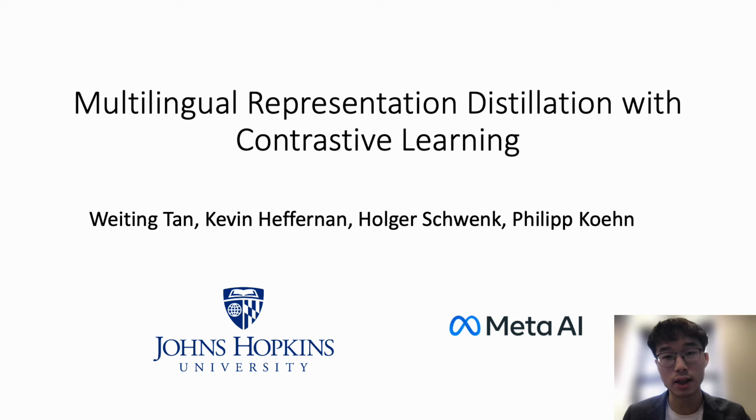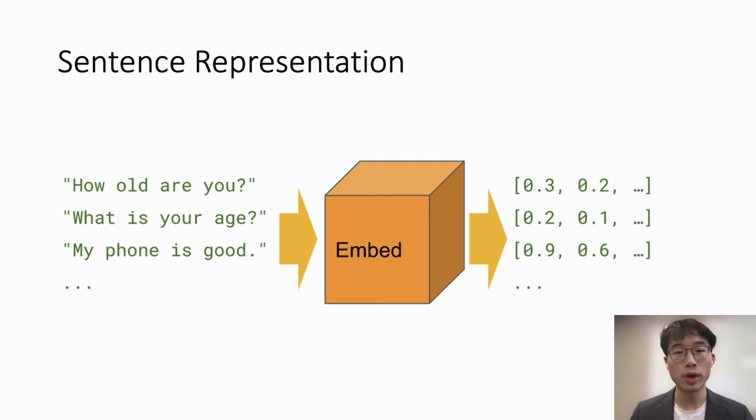Today I'm going to present our paper Multilingual Representation Distillation with Contrastive Learning. This work is also a joint work with colleagues from Meta AI. In this paper, we aim to improve the sentence representation for various languages, especially for low-resource languages. The sentence representation here is just a high-dimensional vector form that we encode our input sentence into.